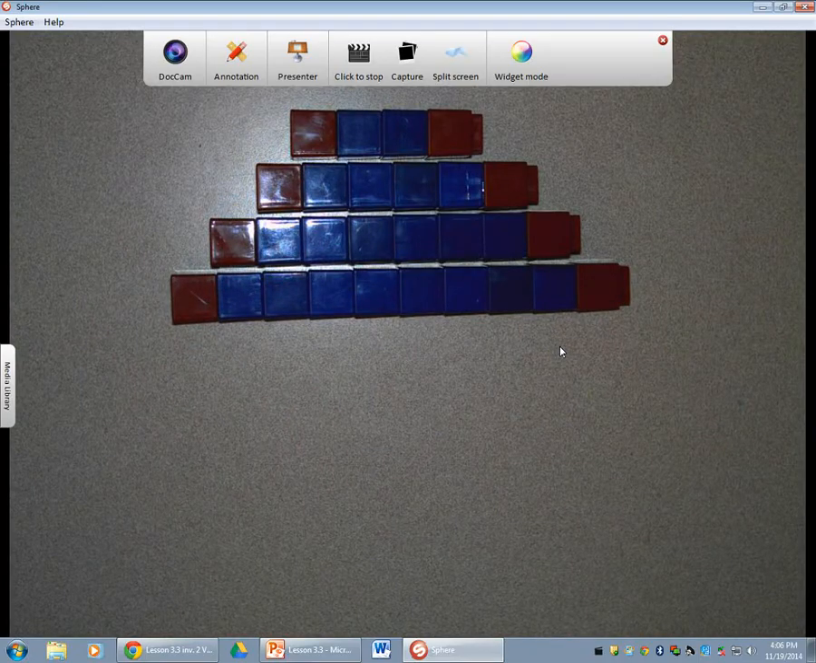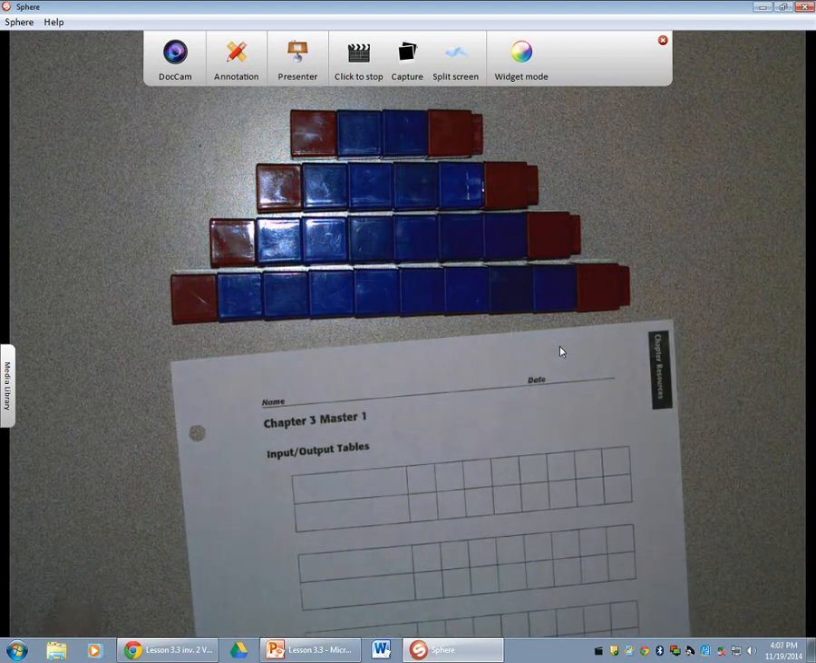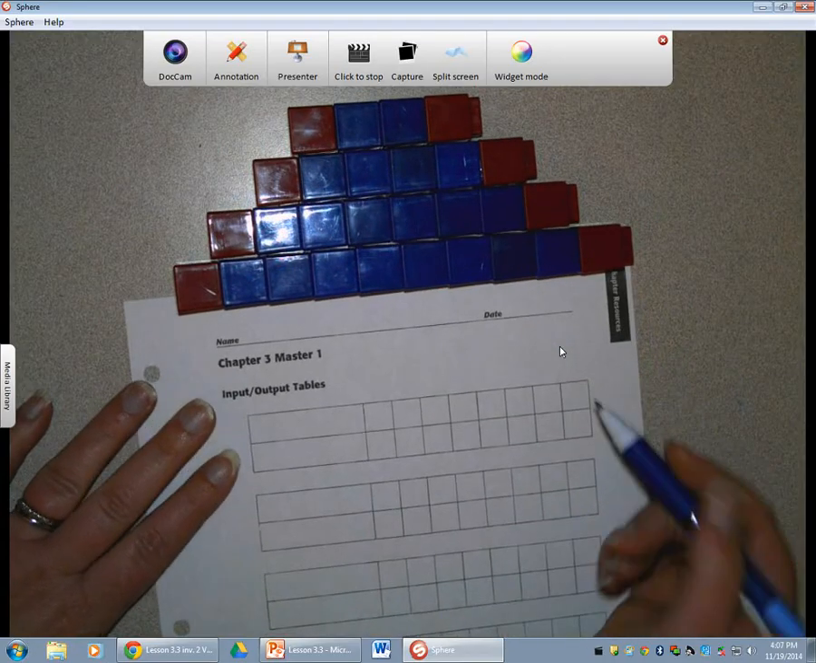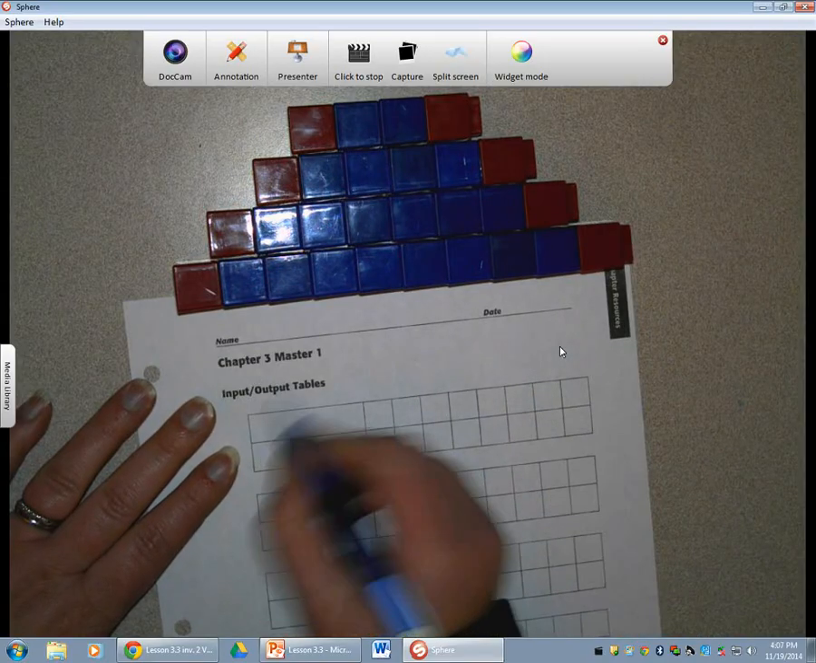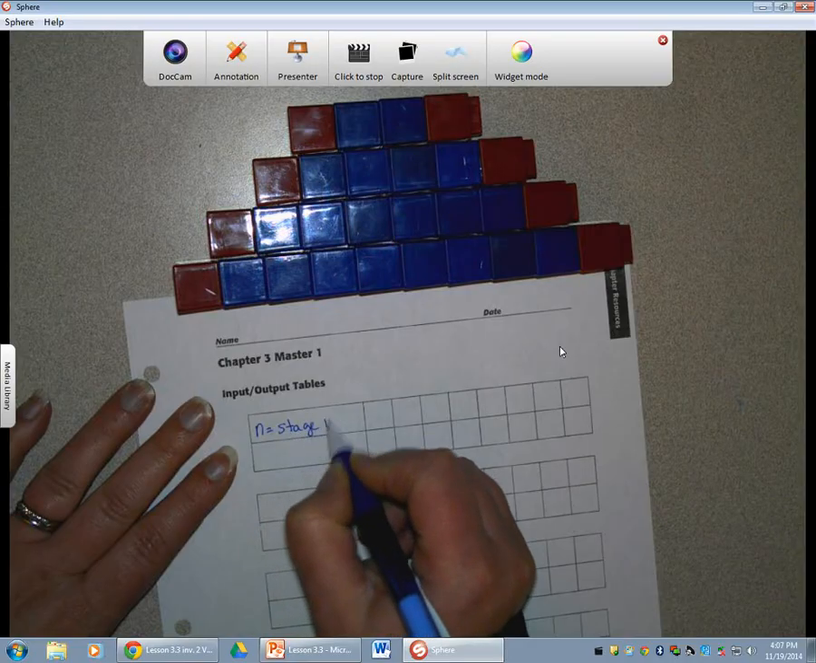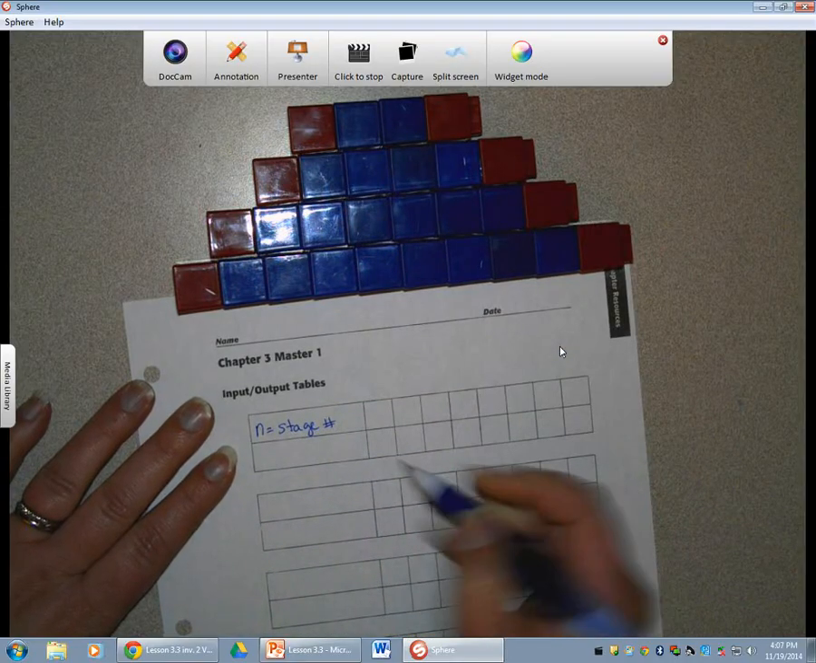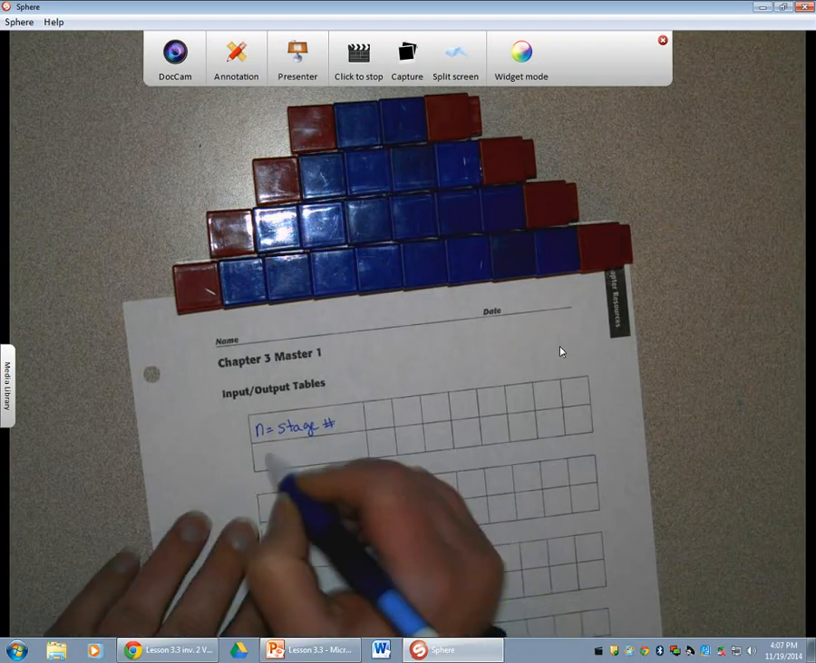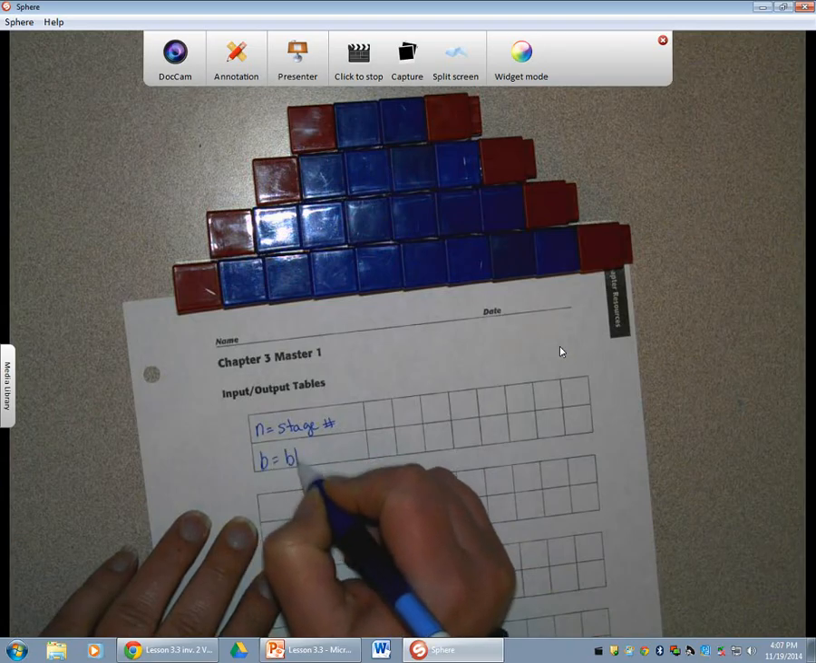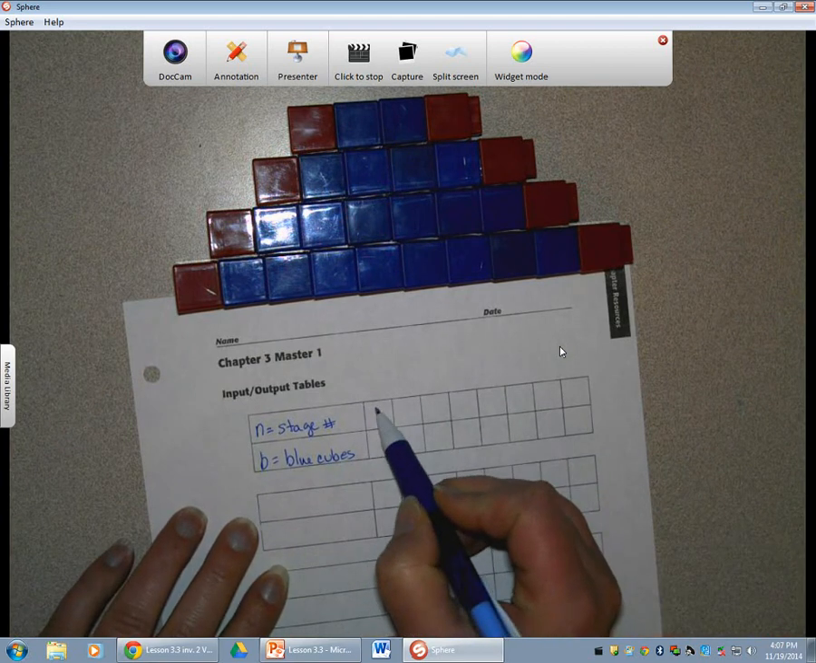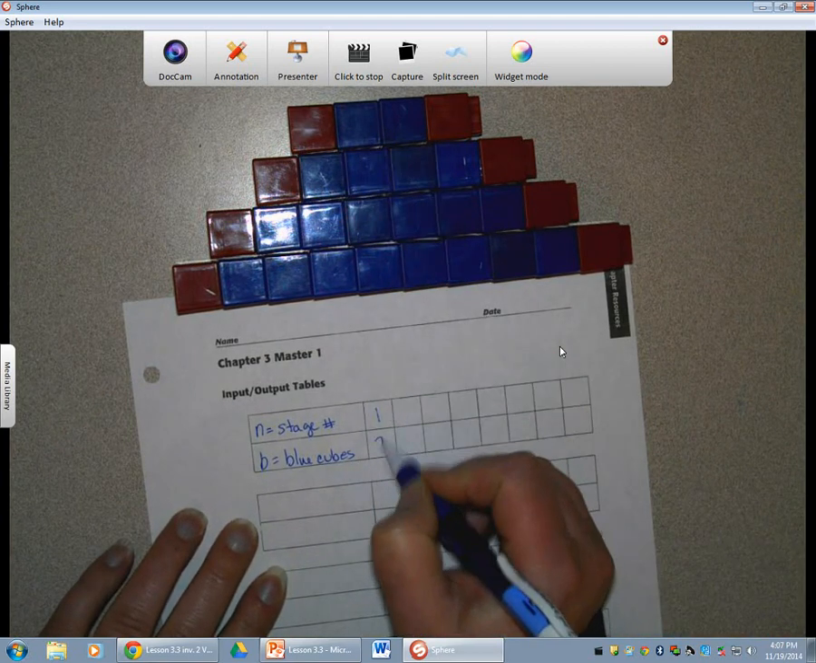Now that I can see how my pattern is developing and I understand what's happening from stage to stage, we need to talk about setting this up in a number format, in a function table. So I'm going to create a function table for this, and we're going to make the input be n, which is the stage number, and I'm going to make the output be the number of blue cubes in that stage. So in stage 1, we have 2 blue cubes.